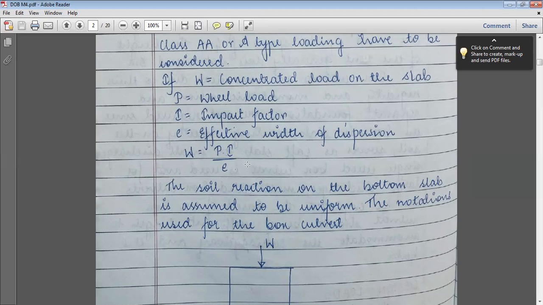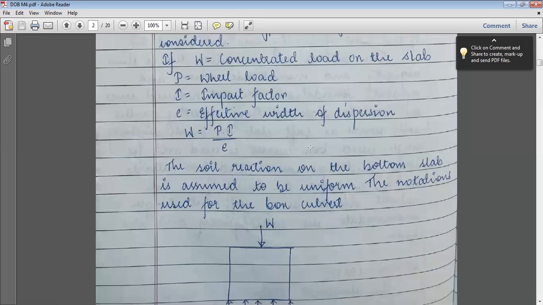Wheel load may be 700 kilonewton, 110 kilonewton, or 56 kilonewton, whatever axle, whatever class of load you are considering. Based on that, P varies, into the impact factor. Impact factor varies with the span and the type of construction, whether it is RCC or steel. And for the effective width of dispersion, we have the equation from IRC 21, which you have used in slab bridge designs, right?